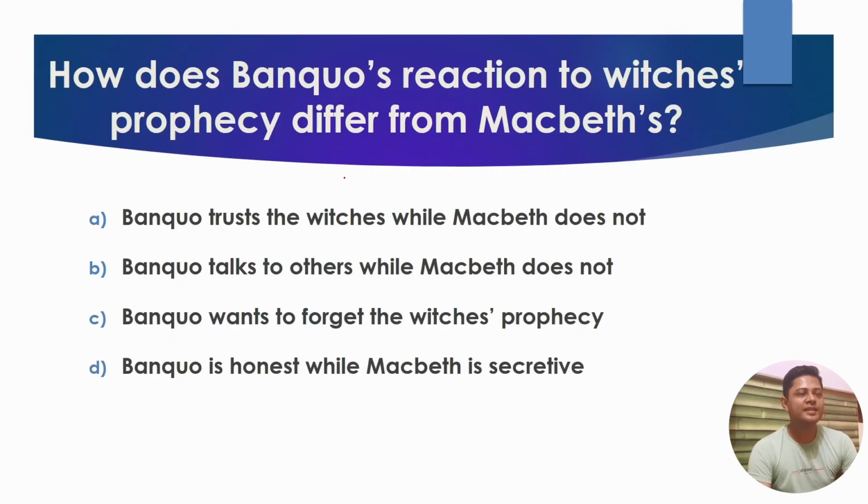The next question is, how does Banquo's reaction to the witches' prophecy differ from Macbeth's? The first option is, Banquo trusts the witches. This is not correct. Banquo talks to others while Macbeth does not. This is also not correct. Banquo wants to forget the witches' prophecy. This is also not correct. Banquo is honest while Macbeth is secretive. This is correct. Macbeth always tries to hide his real thoughts about the witches' prophecy from Banquo. But Banquo is very honest, very clear in his reaction.